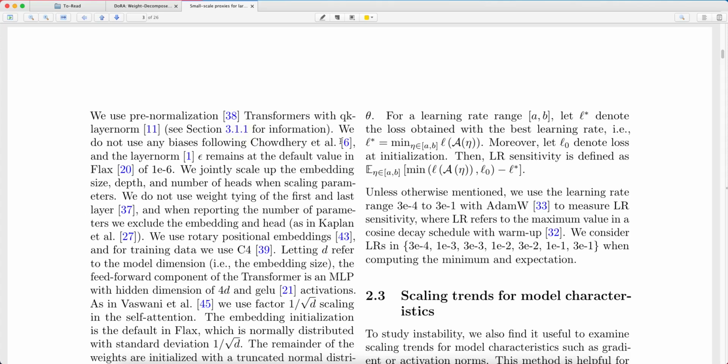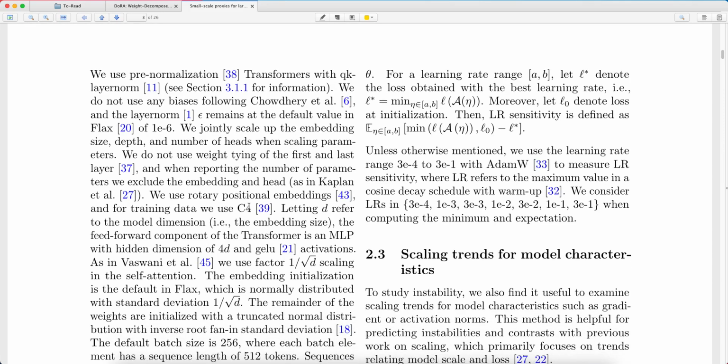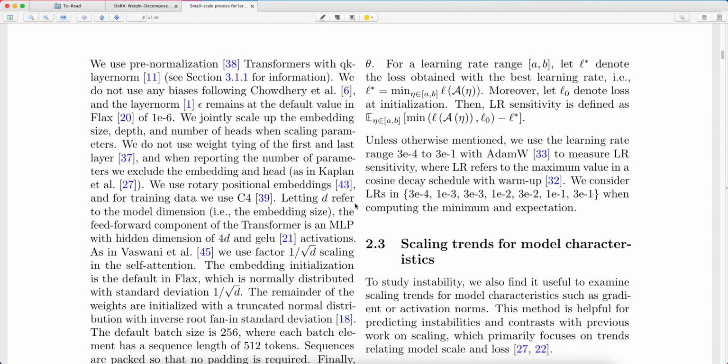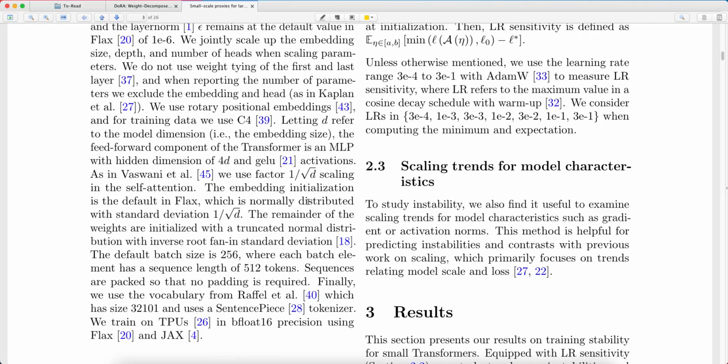Section 3.1, so they will go into it. We do not use any biases, and the layer norm epsilon remains at the default value. We jointly scale up the embedding size. We do not use weight tying. We use rotary positional embeddings, and C4 for training data. D is the model dimension, the embedding size. Hidden dimension is 4D in GELU activations. 1 over square root D scaling, which we saw in that other paper. Normally distributed embedding initialization with a standard deviation of 1 over square root of D.